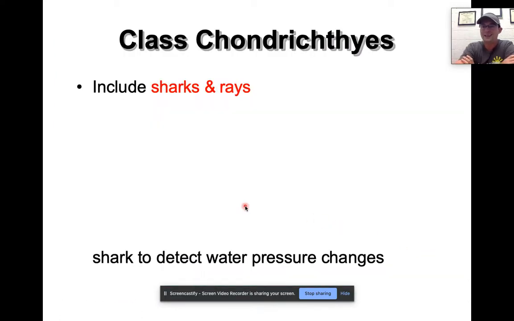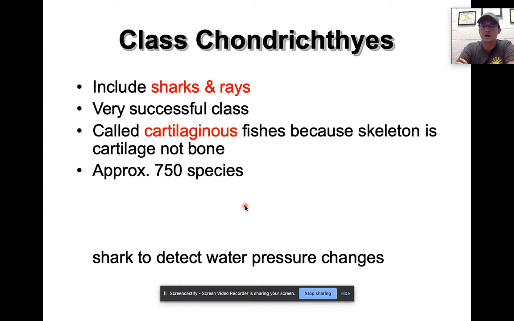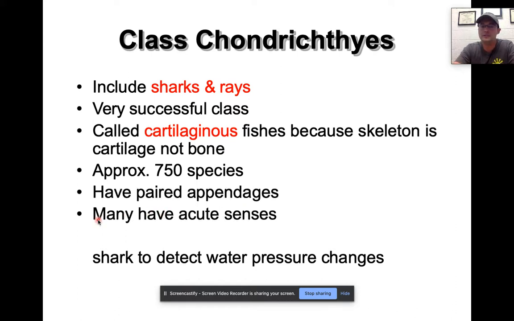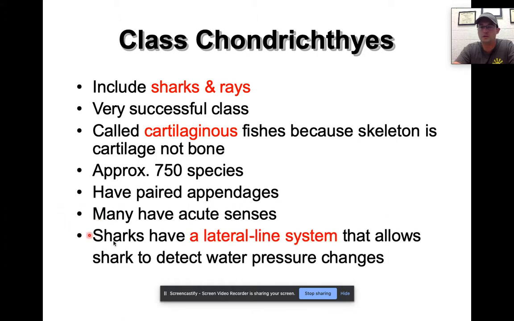So, the class Chondrichthyes includes sharks, rays, and chimeras. An extremely successful class, over 750 species. Again, they're cartilaginous. They have paired appendages and a very, very acute sense, which we'll talk about and watch a video on.